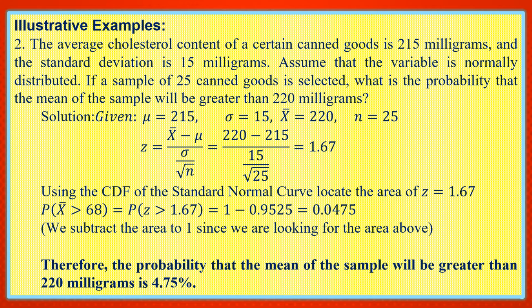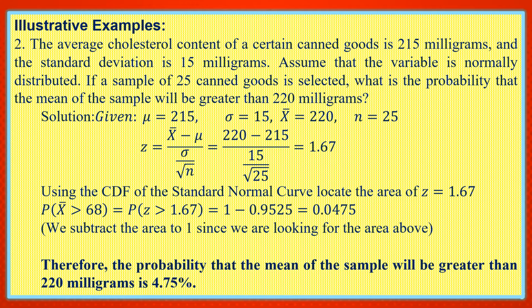So for the solution, we are given that mu equals 215, standard deviation equals 15, mean equals 220, and n equals 25. So you have there z equals mean minus mu divided by standard deviation over square root of n, and that is equal to 220 minus 215 divided by 15 over square root of 25, and that is equal to 1.67. So using the cumulative distribution frequency of the standard normal curve, locate the area of z equals 1.67.